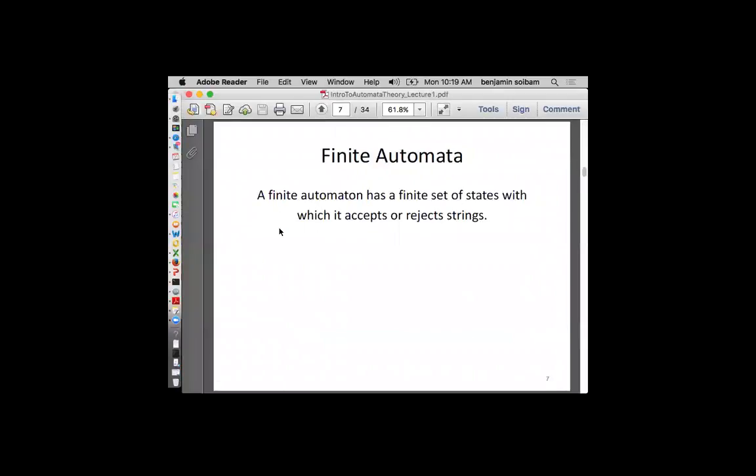So, finite automata. This is not the next topic, but we'll probably start talking in detail about finite automata in the next two to three weeks. Finite automata simply has a finite set of states that allow it to accept or reject certain strings. This string is the set of instructions that you provide to the machine. This is a very simple definition, and we'll go into more detail later on. This is just to give you a snapshot of what's coming up.